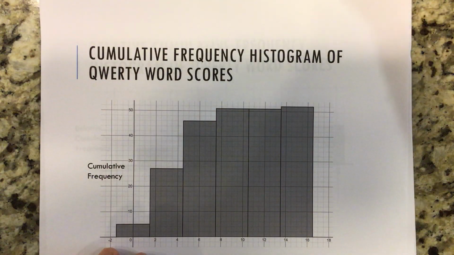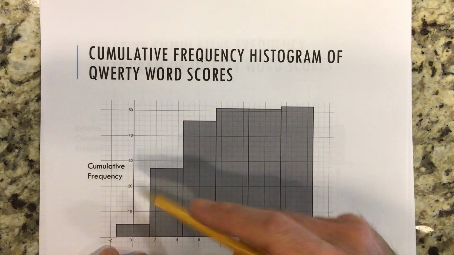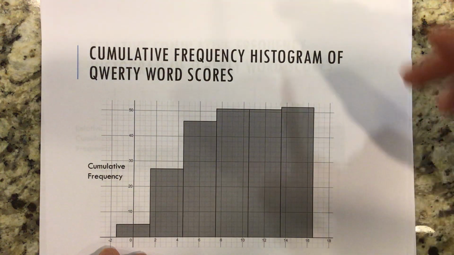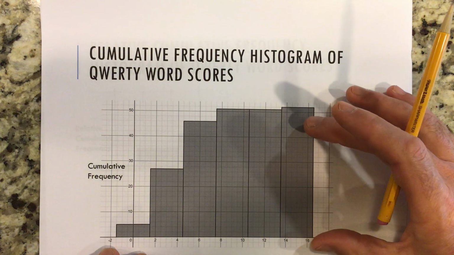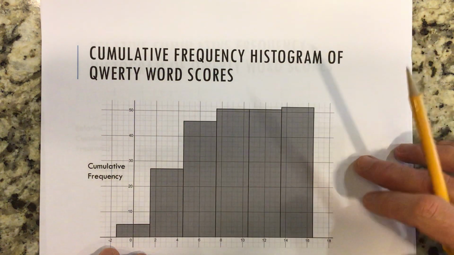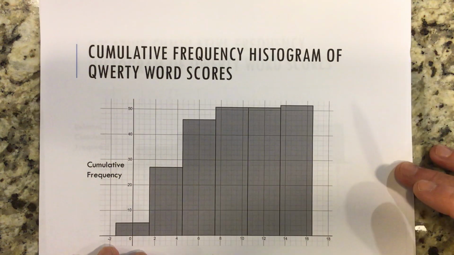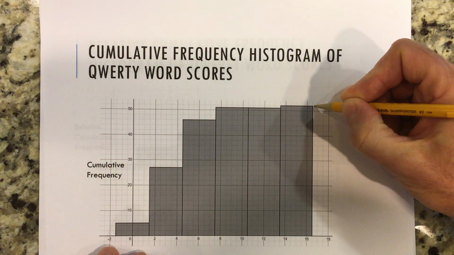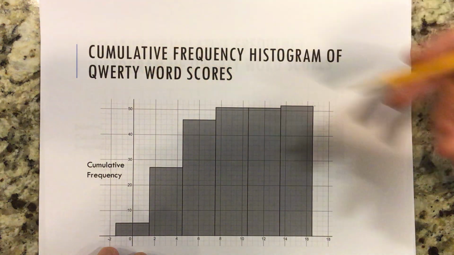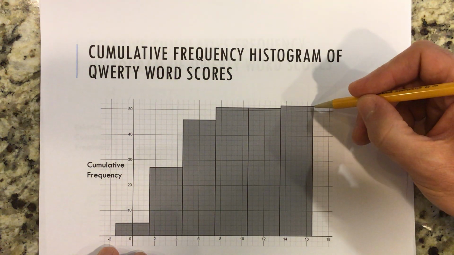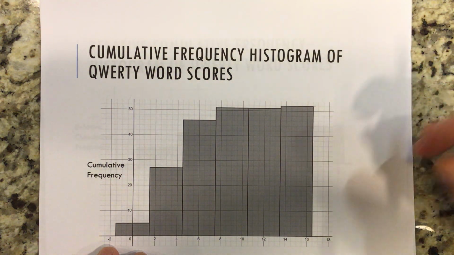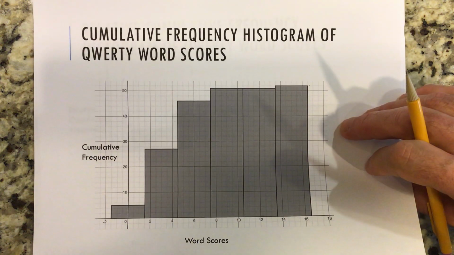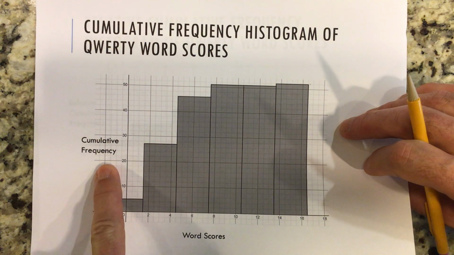So remember, you read cumulative graphs based on the rate of change from one bar or one class to the next. You're not reading based on the raw height. Okay, so that's how you make a cumulative frequency histogram. Notice you top off here at 52 because we had 52 words. If you wanted to, you could keep drawing a horizontal line at 52 forever. Oh, and again, make sure you're labeling your axes.